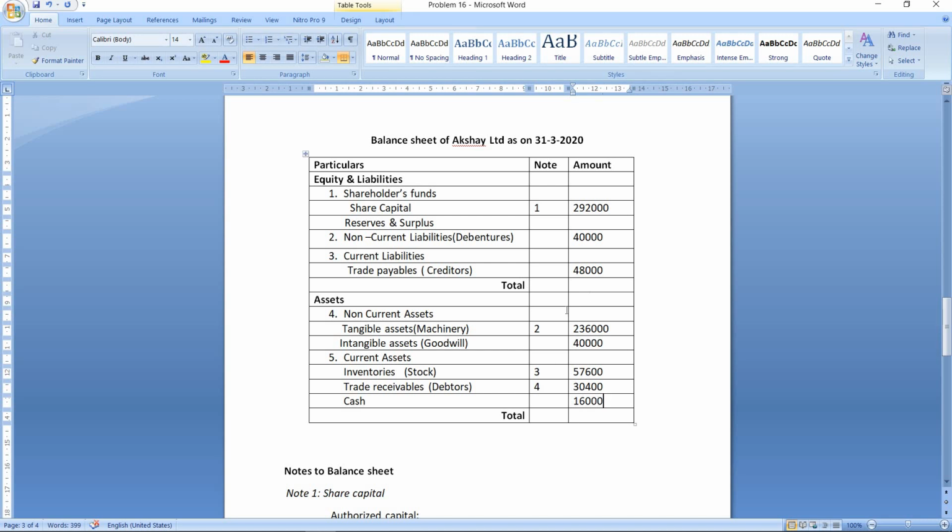Okay, so we are done with the balance sheet. Now we have to make the total of both the sides. So first we will make the total of liability side. Total is 3,80,000. Similarly, the total of the assets also is same, that is 3,80,000. So balance sheet is tallying. I hope you have understood the problem. Okay. With this, I conclude for today. Thank you.